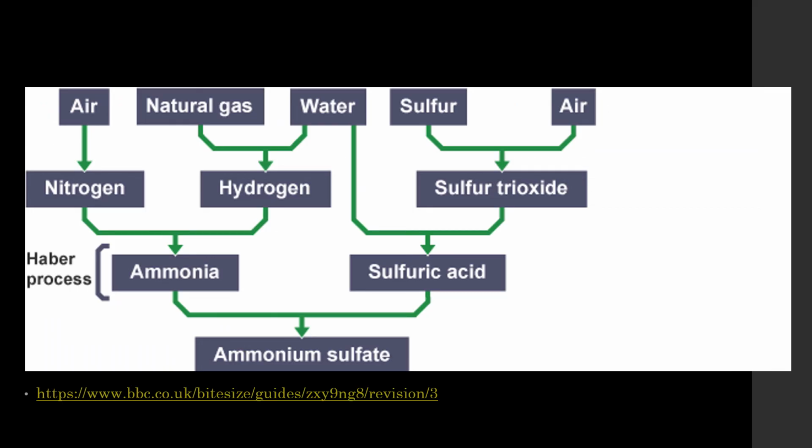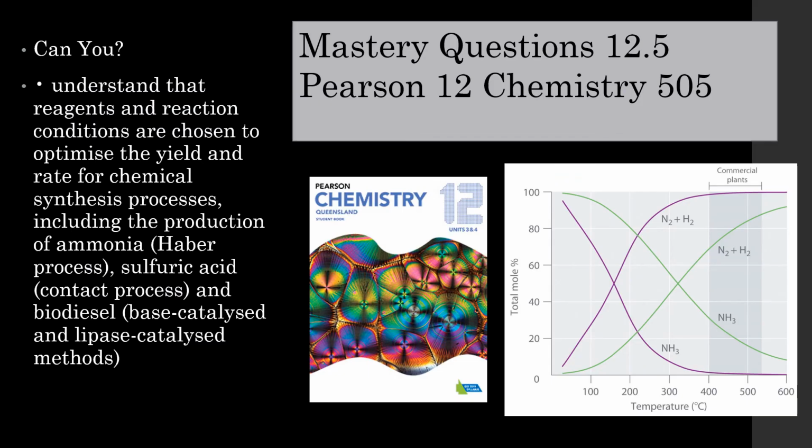Finally, this is not in your textbook, but we've talked about 2 processes today. We've talked about the Haber process and we've talked about the contact process. So there is an agricultural application for this, and that's if you mix ammonia and sulfuric acid together, you get this fertilizer called ammonium sulfate.